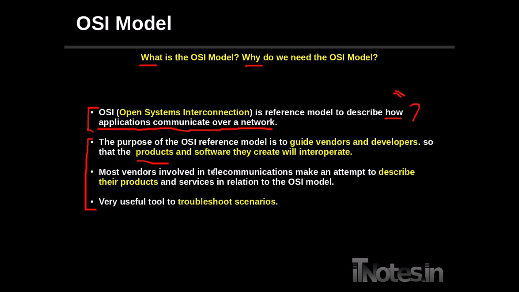And another reason is to help vendors describe their product. For example, a switch works in layer 2, or a router works in layer 3, or a hub works in layer 1. And finally, it helps in troubleshooting scenarios. We'll get to how it is useful in troubleshooting scenarios at the end of this video.